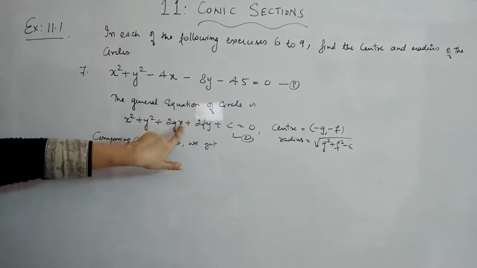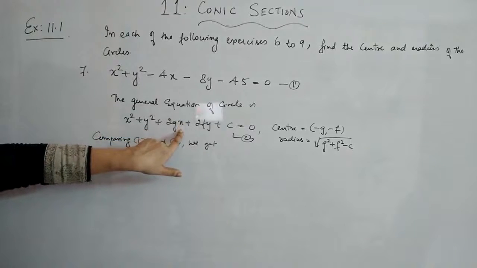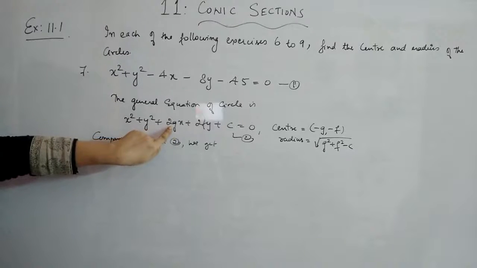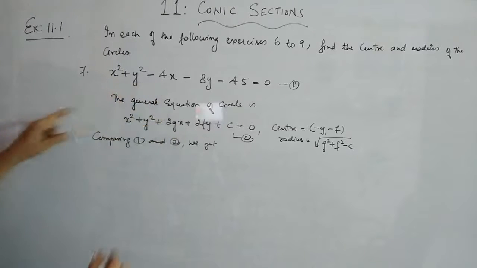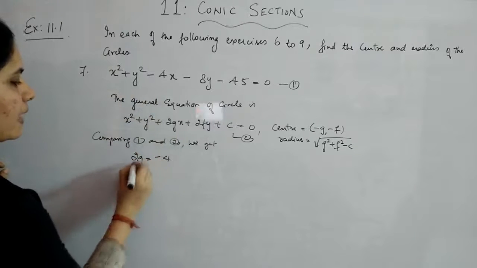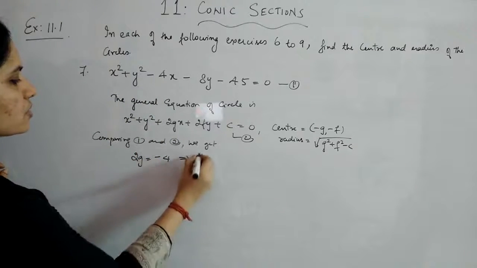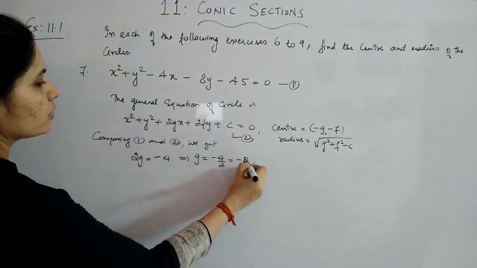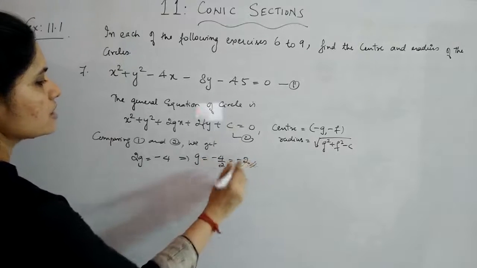See here, x coefficient you can compare here because x square y square are same. You have x coefficient to be 2g here and here it is minus 4. So you can compare and get 2g is minus 4. And this will give you what is g equal to. So g is equal to minus 4 by 2 or minus 2. Okay, g is minus 2.